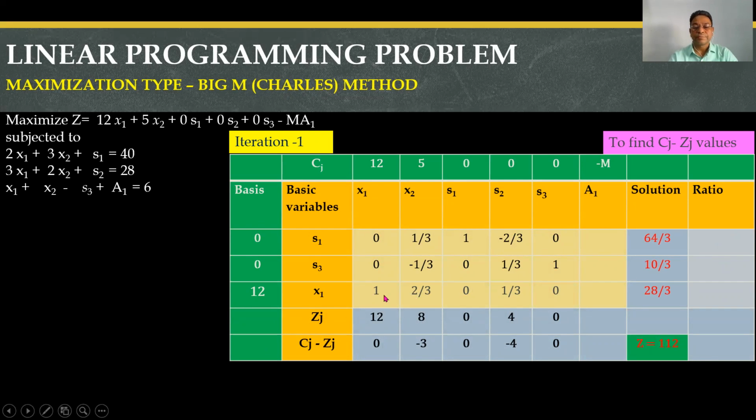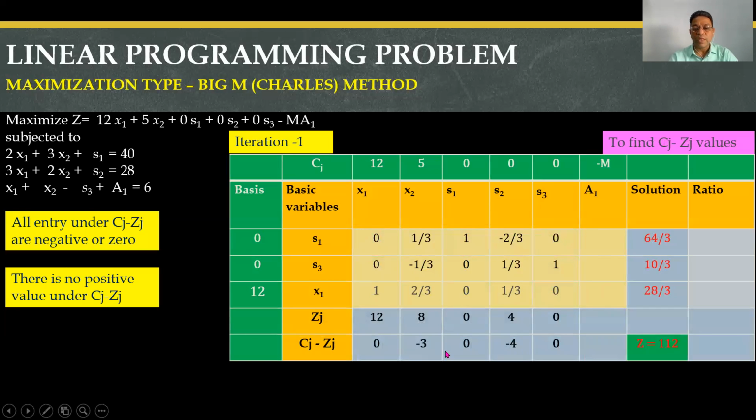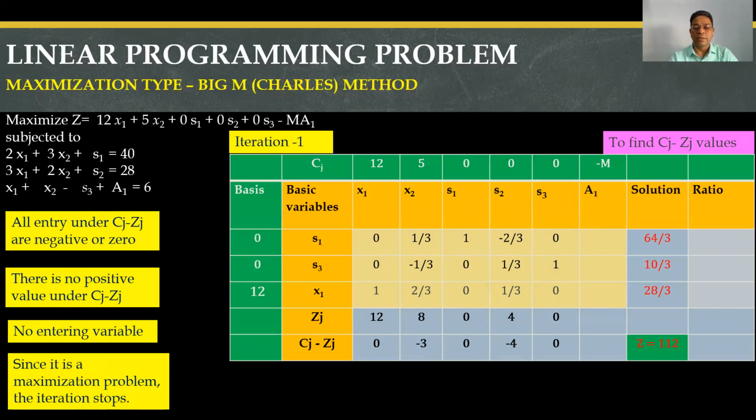Now if you find the value of Z, what do we have? X1 is 28 by 3. So if you put X1 equal to 28 by 3 here, we get Z is equal to 112. Now if you compute Zj and Cj minus Zj, we see that there is no positive entry in the Cj minus Zj row. So all entries under Cj minus Zj are either negative or 0, and there is no positive entry. So there is no entering variable. Now since it is a maximization problem, our iteration stops and we have reached the optimum solution.